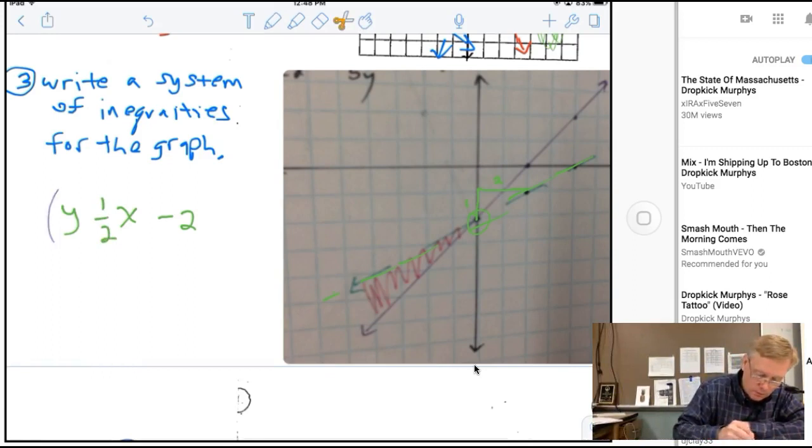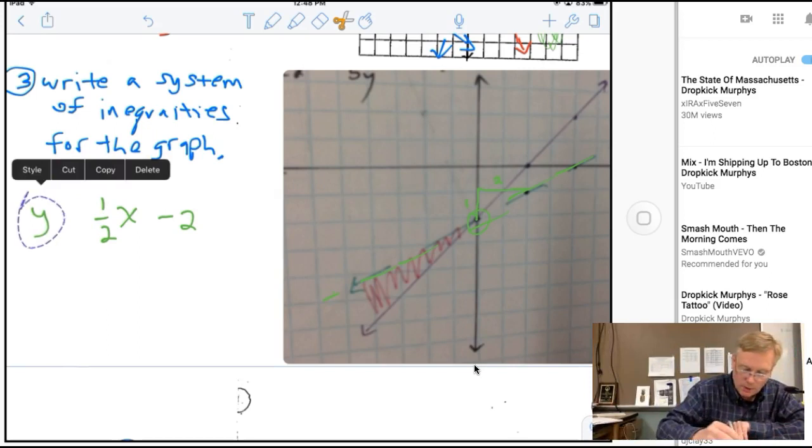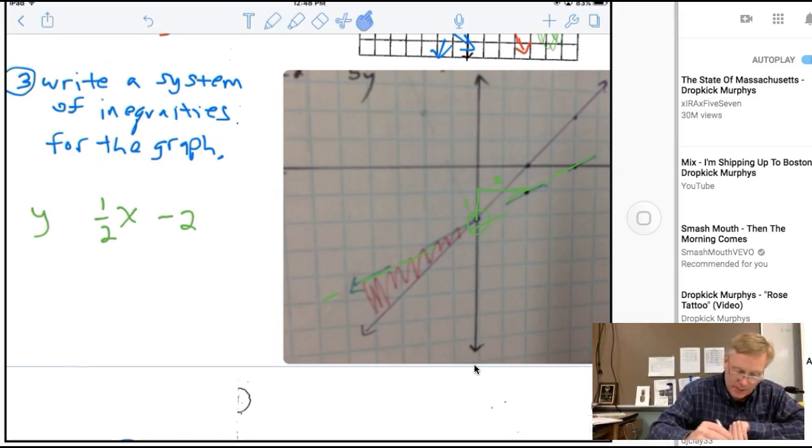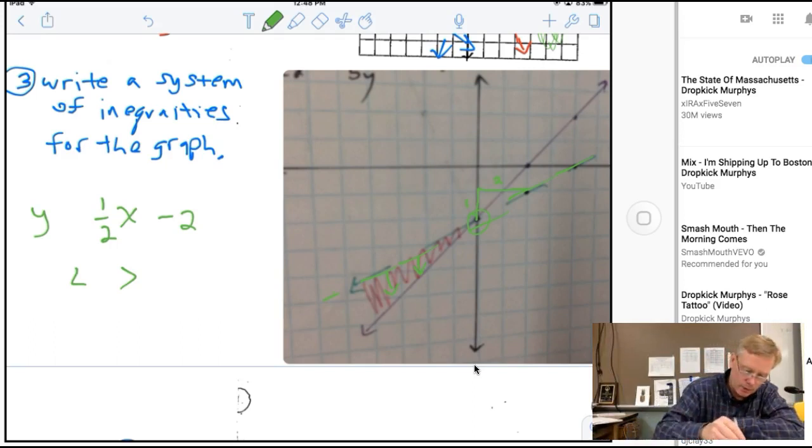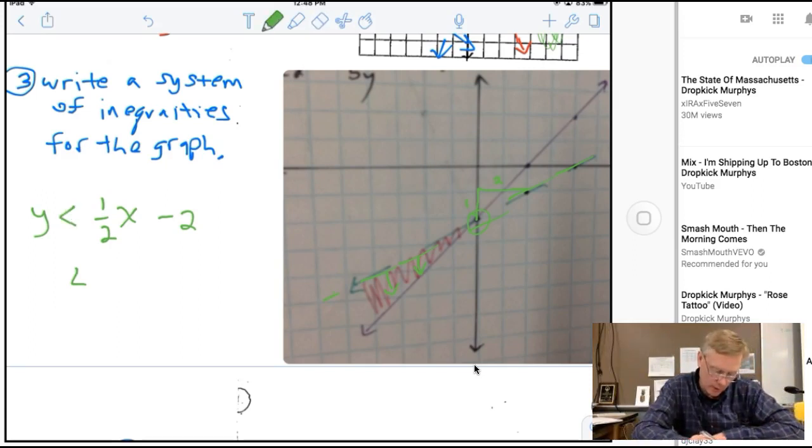Move that y over a little bit. Okay, now it's a dashed line, so I know it's either going to be greater than or less than. And this is the solution area down here. So it's below the line, so it's going to be that one. The y is less than, since the area that's shaded is below that line. So that's the equation that goes with that graph.